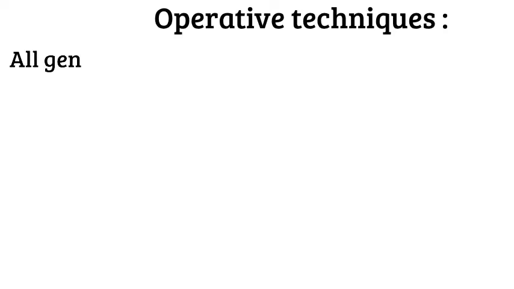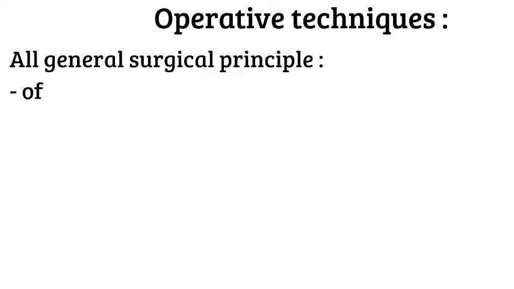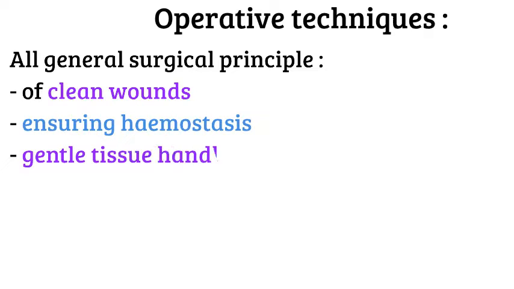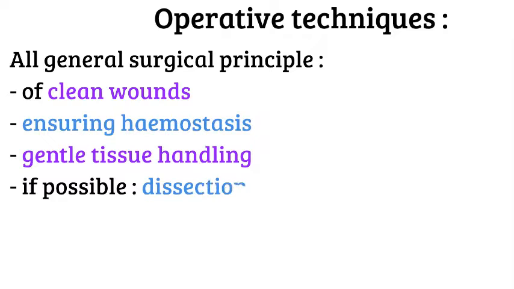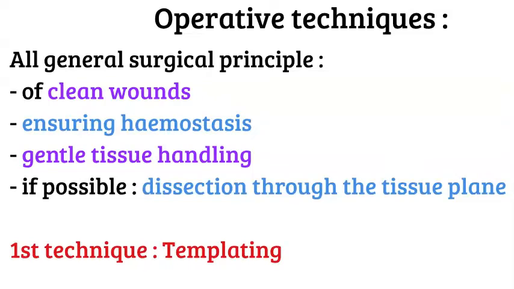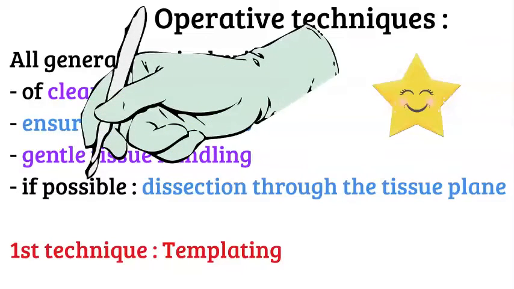For operative technique, having obtained a patient who requires a total hip arthroplasty and selected the most appropriate prosthesis for the patient, how do we proceed? We must remember that all the general surgical principles must be followed. First, ensure clean wounds, ensure hemostasis, handle soft tissue gently, and if possible dissect through the tissue planes. The first technique involved is templating.